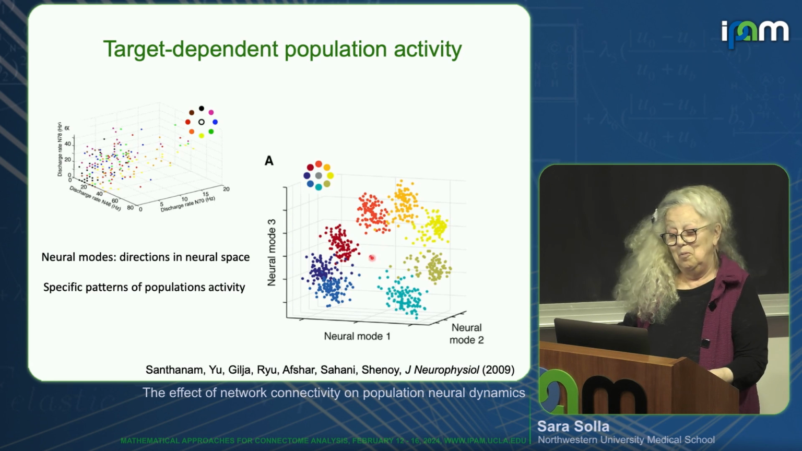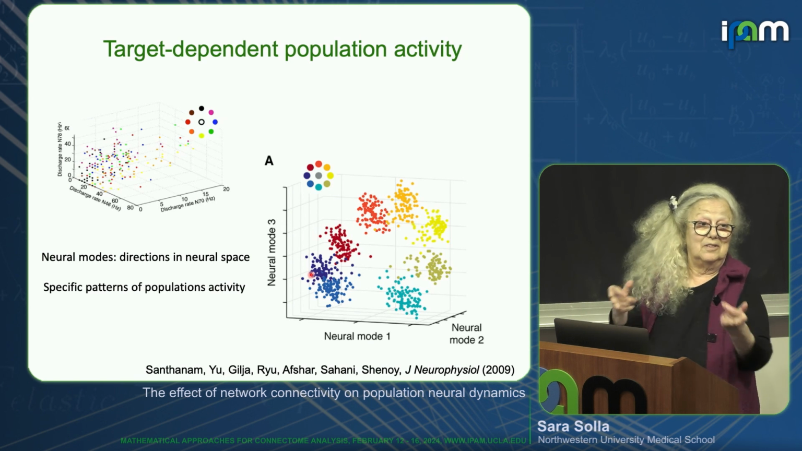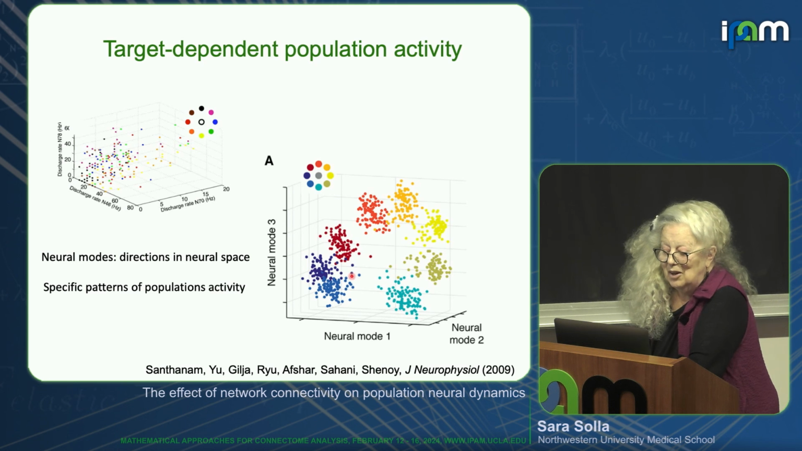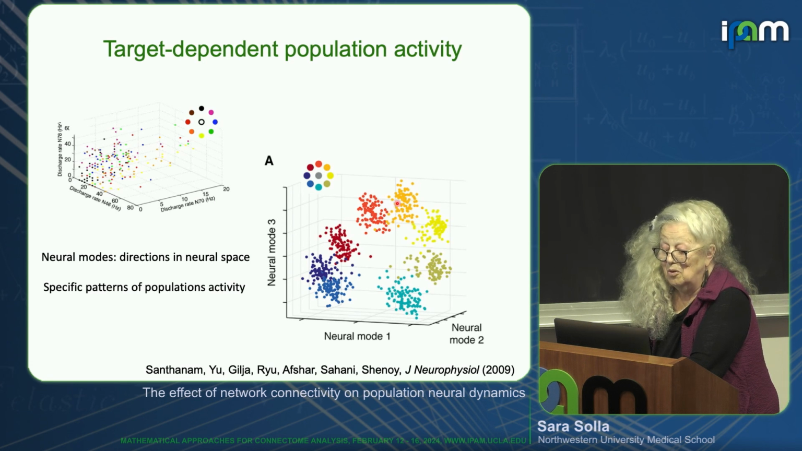And what blew my mind the first time I saw this, not only that there were 8 clusters, each corresponding to one of the targets because you can decode, but look at the order. This is the way the targets are ordered in real space. You go from purple to red to orange to yellow, and here you go from purple to red to orange to yellow.